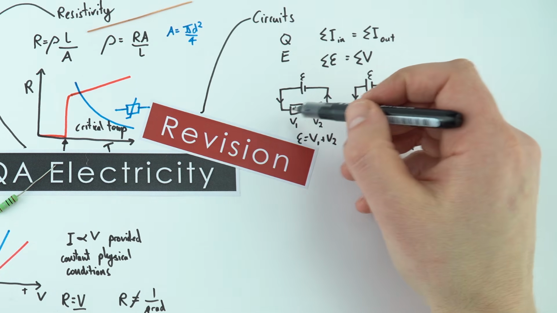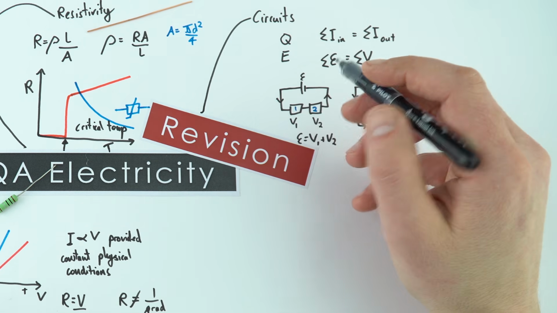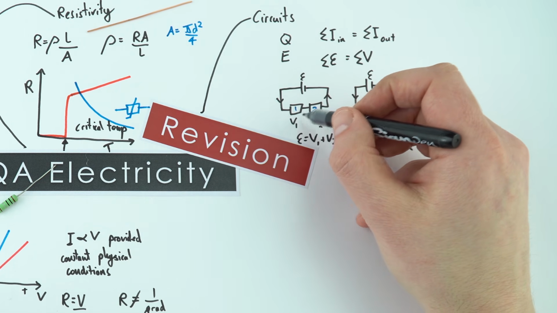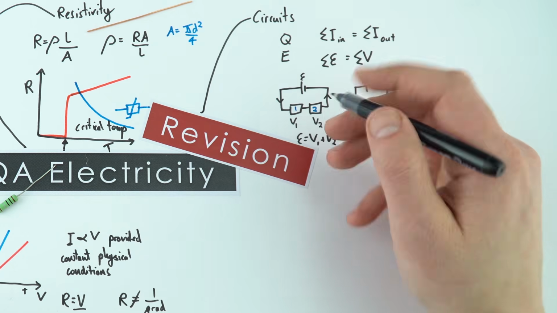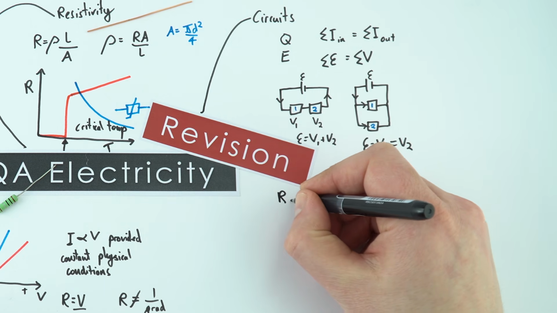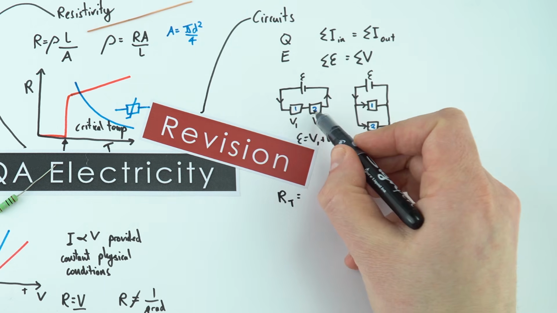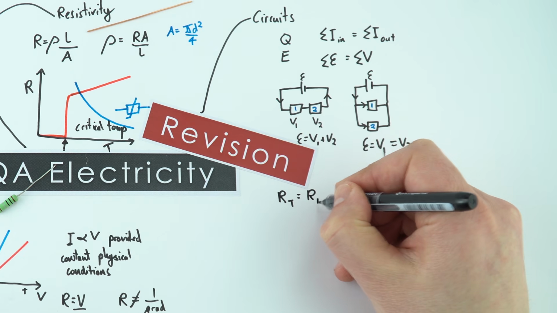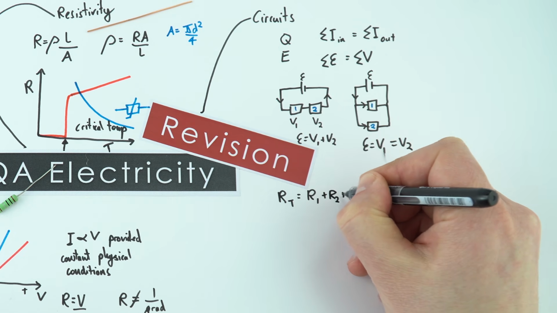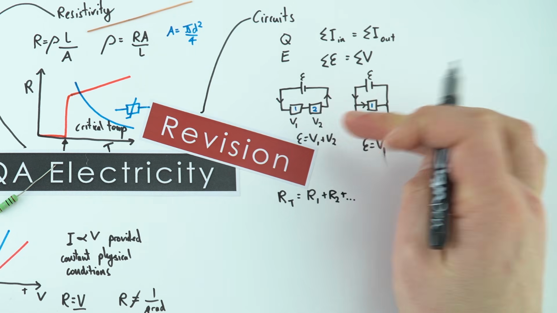Now, as a consequence of sharing the potential difference but having the same current, we can actually look at the total resistance of this circuit. Now, for a series circuit, the total resistance is going to be equal to the sum of all the individual resistors. So maybe R1 plus R2 plus however many other resistors there might be.